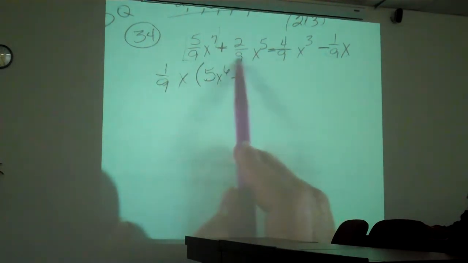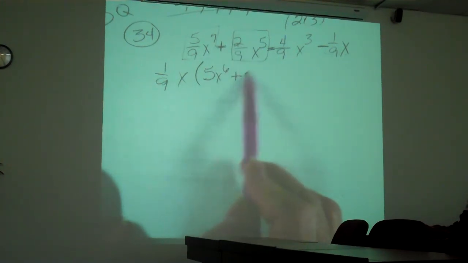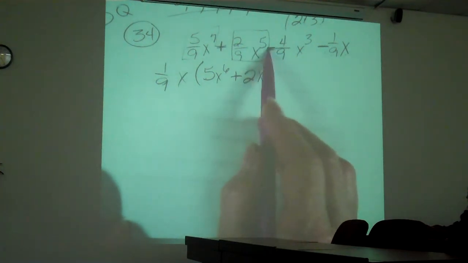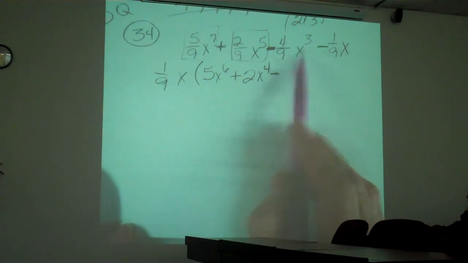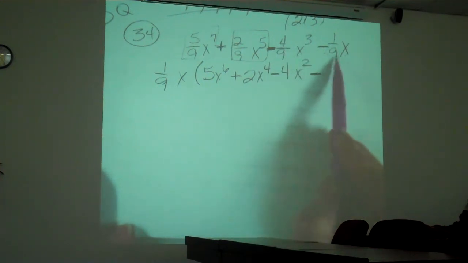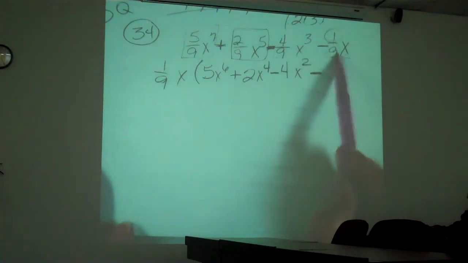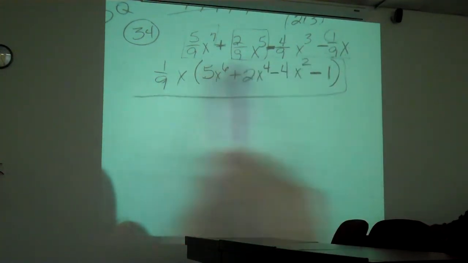Put your plus. How about for this one? 2x to the 4th. 2, and then 4 more x's. Now there's a minus. 4x squared, minus 1. It's got the 1/9 and it says the x. Okay, how many people got that?